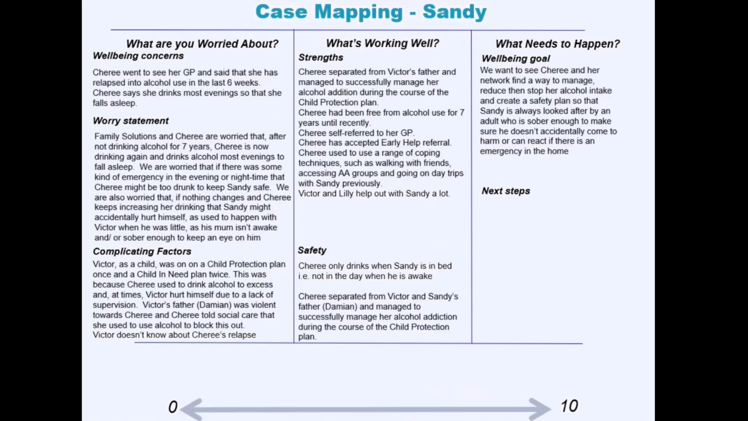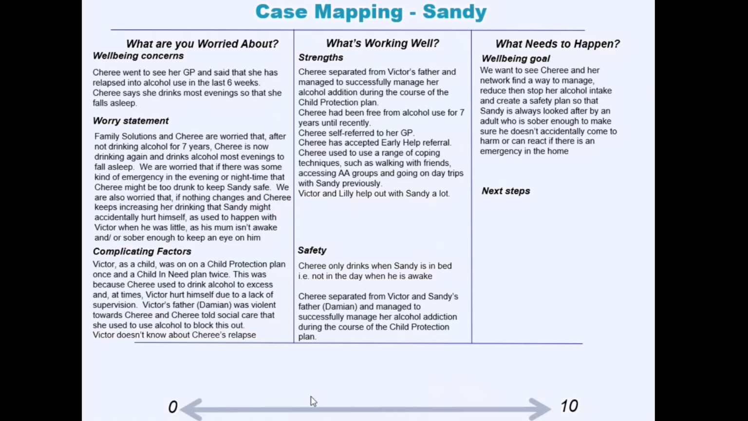Then we've got the goal over here in the top right quadrant. We want to see Cherie and her network find a way to manage, reduce and stop her alcohol intake and create a safety plan so Sandy is always looked after by an adult who's sober enough to make sure he doesn't come to harm. So the idea of this is to show that even though quite scant information, we can do a mapping of it.